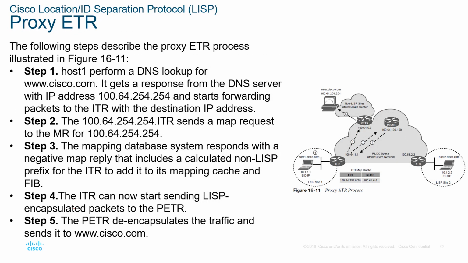For our proxy ETRs, again, similar steps. We're looking at a host that will perform a DNS lookup. It will get the appropriate response. It will then send the address to the ITR to do a map request to the map resolver. The map database system will respond with the negative map reply. It will include a calculated non-LISP prefix for the ITR to add to the map cache as well as the FIB. Step 4, the ITR can now start sending the appropriate LISP encapsulated packets to the proxy ETRs. Last step is the proxy ETRs will de-encapsulate the traffic and send it appropriately to the destination.